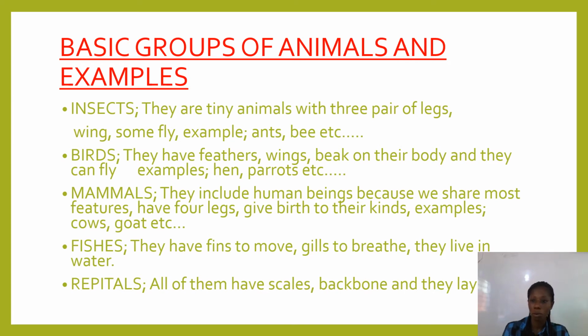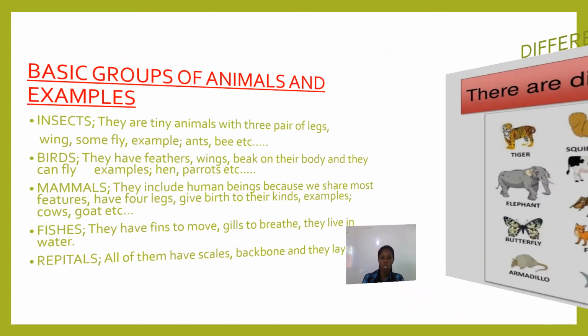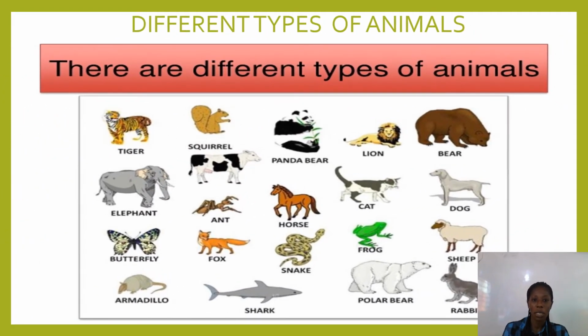Now, let's move on to the next picture, and we will look at different kinds of animals. There are different types of animals that we see around. This is just a cross section of some of them. And we can see on our screens we have tiger, we have elephant, which is a mammal, we have ant, which is an insect, we have shark, which is a type of fish, and so on.